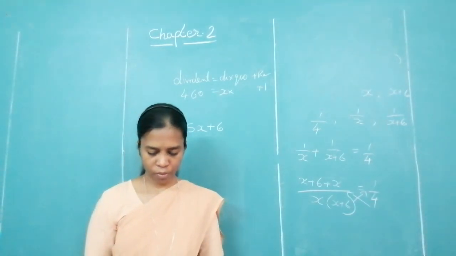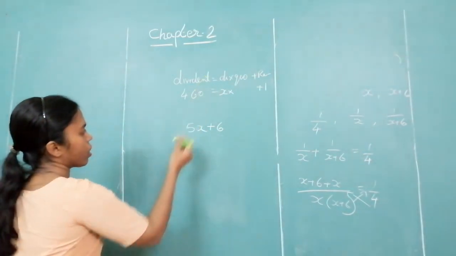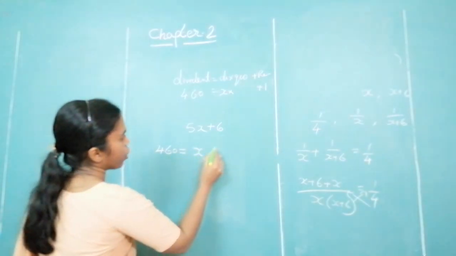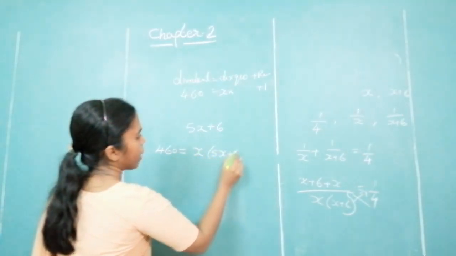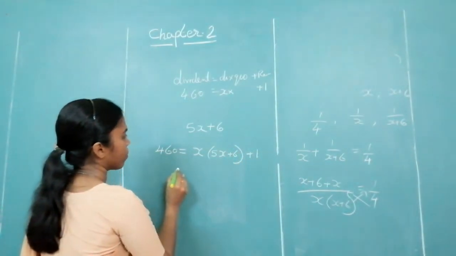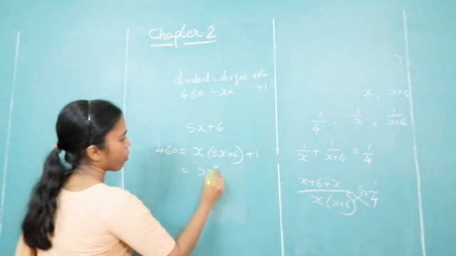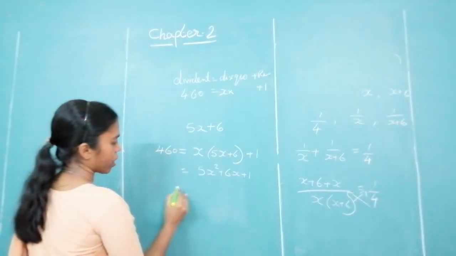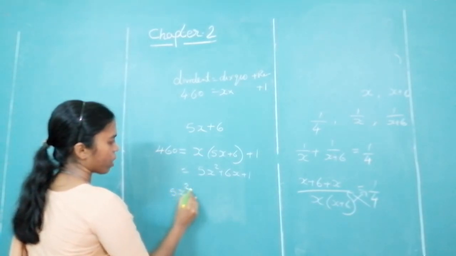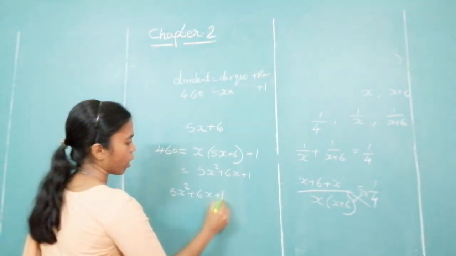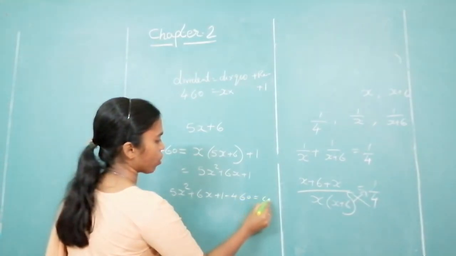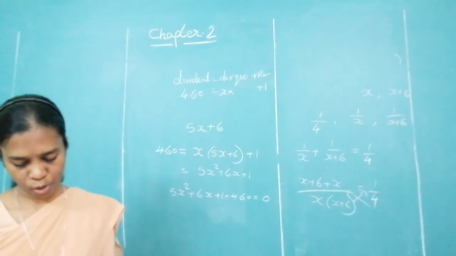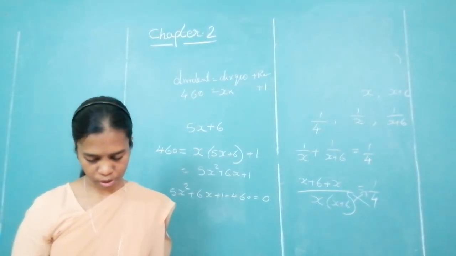Then according to the given condition, you will have 460 is equal to x into 5x plus 6 plus 1. Open the bracket, you will have 5x square plus 6x plus 1. Take the 460 to the other side, so you will have 5x square plus 6x plus 1 minus 460 is equal to 0. Reduce it, solve it, you will get the value of the divisor and the quotient.